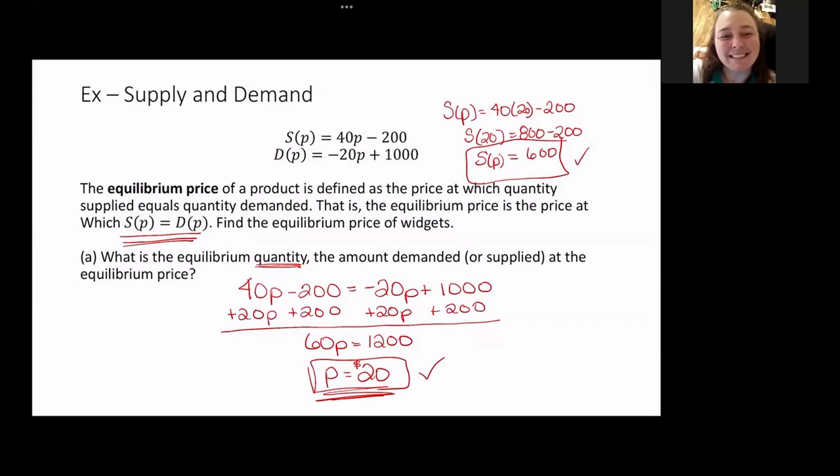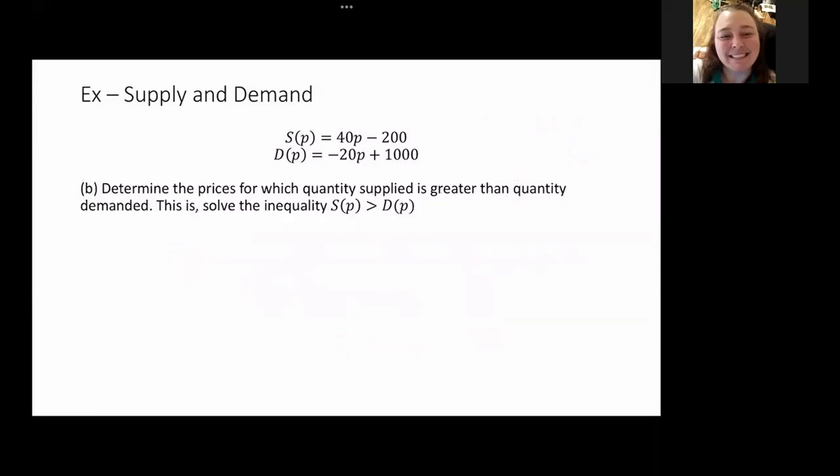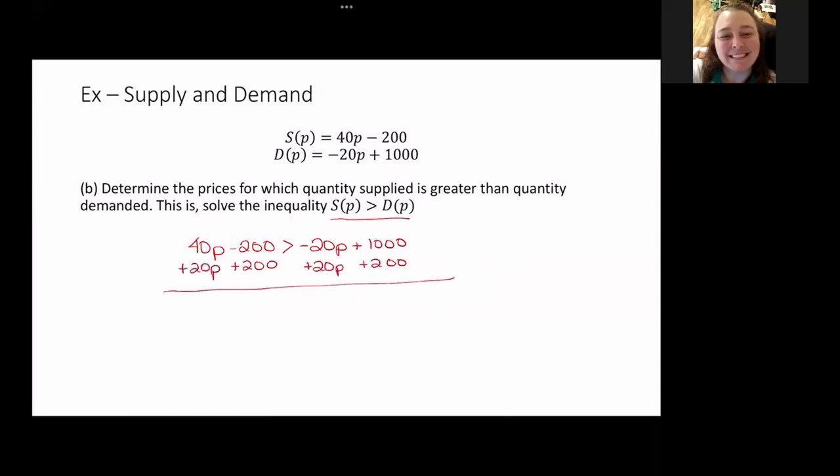Now let's move on to B. So here they actually give us the inequality. So for 40p minus 200, we want to know where that's greater than minus 20p plus 1,000. Again, let's add 200, add 20. Nothing that we've done there has flipped our sign, so we get 60p greater than 1,200. P greater than $20.